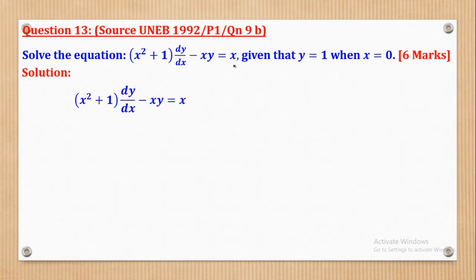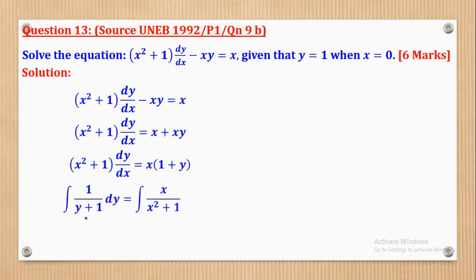So still the same procedure, I'm going to rearrange and separate the variables. Then when I separate variables, I'll come up with 1 over y plus 1 dy, and here it will be x over x squared plus 1 dx. Then put integrals on both sides. All that you will integrate. So this gives me ln y plus 1, and this gives me a half ln x squared plus 1, plus the constant of integration.